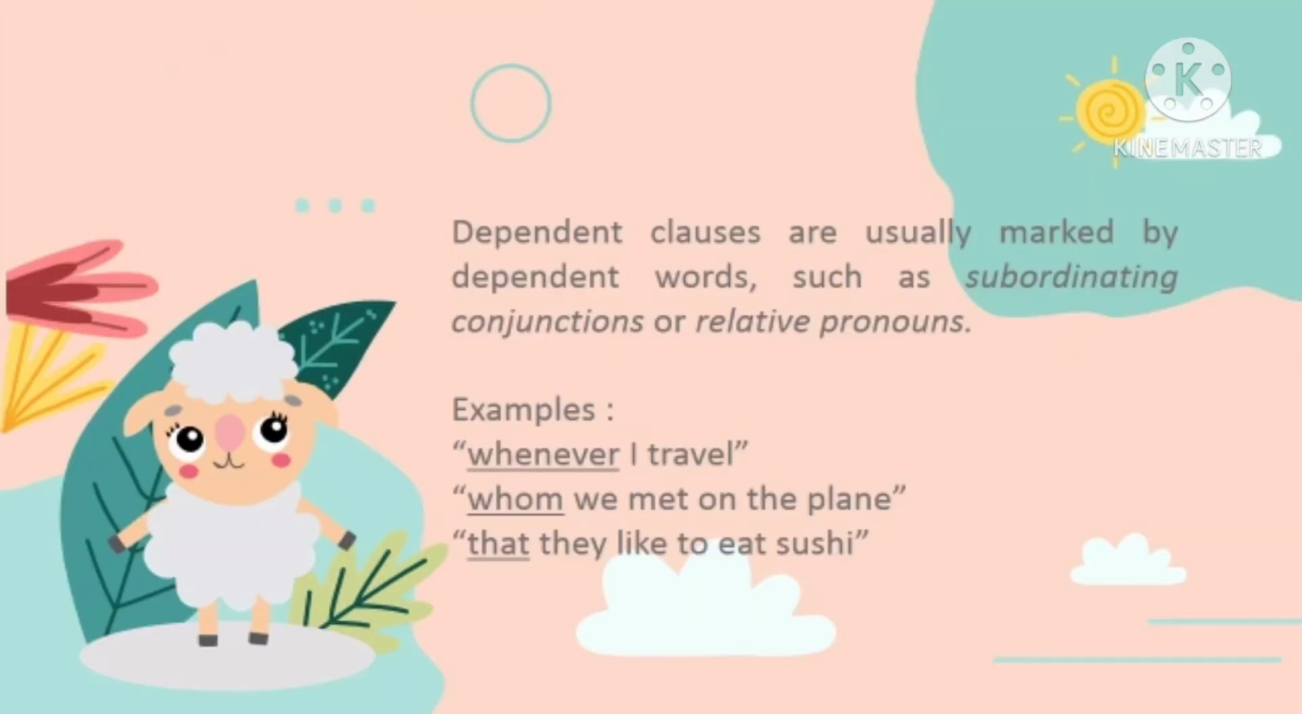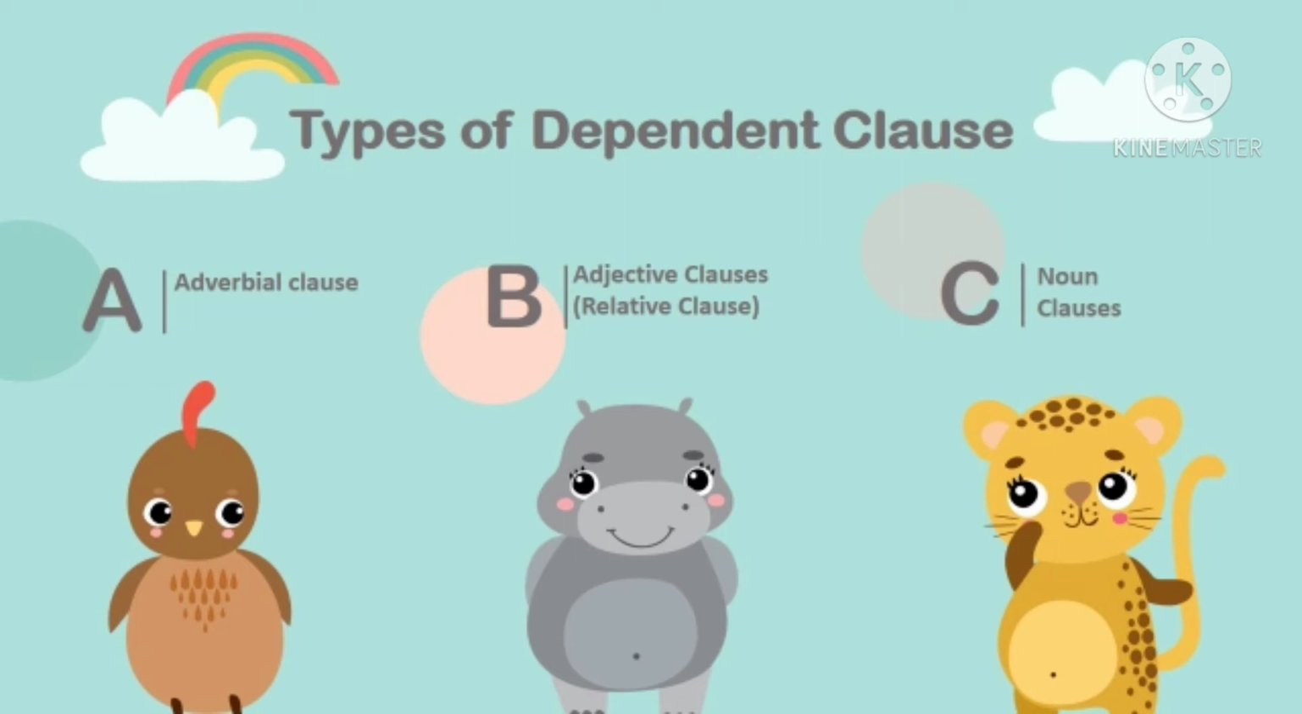So, dependent clauses are usually marked by dependent words such as subordinating conjunctions or relative pronouns. Contohnya, whenever I traveled, whom we met on the plane, that they like to eat sushi, etc. So, after we discussed the examples of dependent clauses, there are 3 types of dependent clause. There are the adverbial clause, adjective clause, and noun clause.